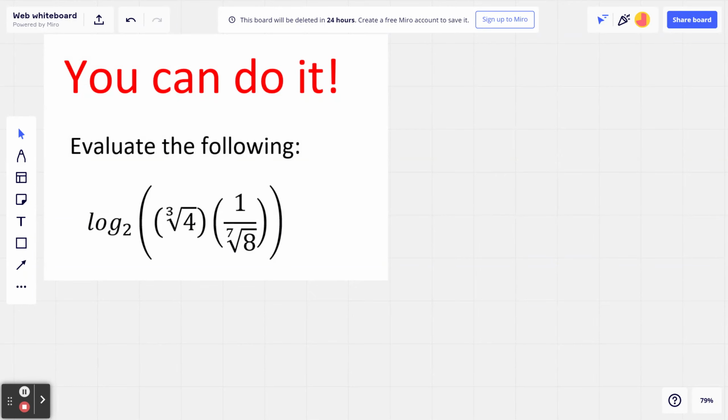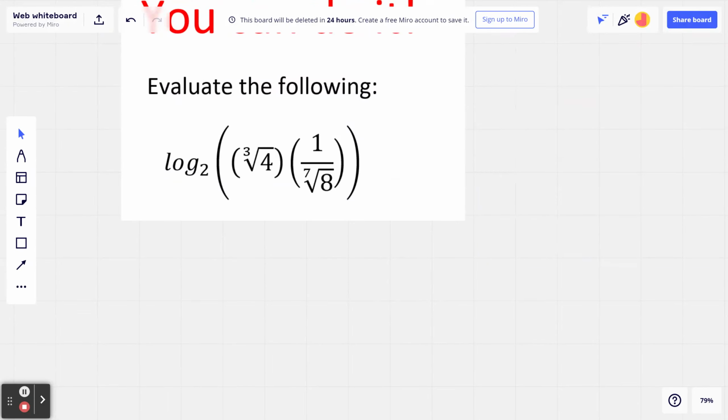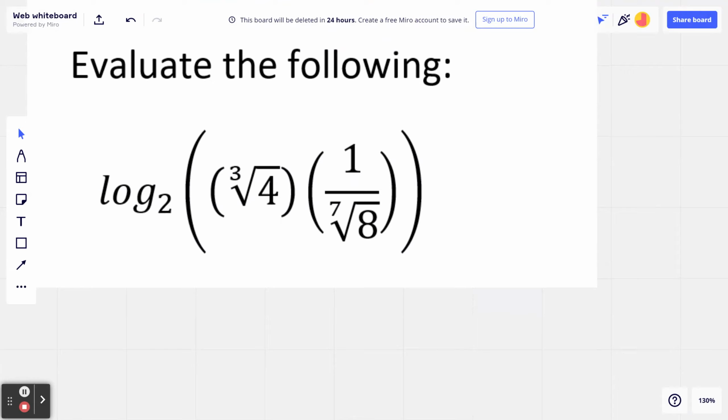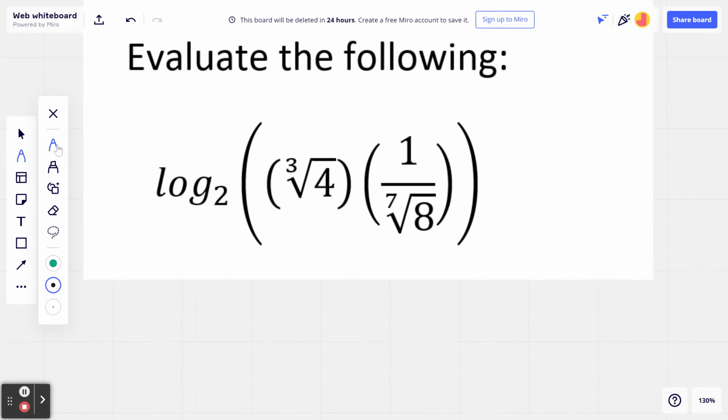Hi everyone. Let's take a look at the following example. Evaluate the following: log base 2 of (the cube root of 4 times 1 divided by the seventh root of 8). Step number 1.